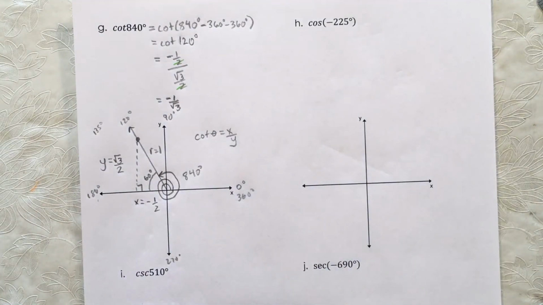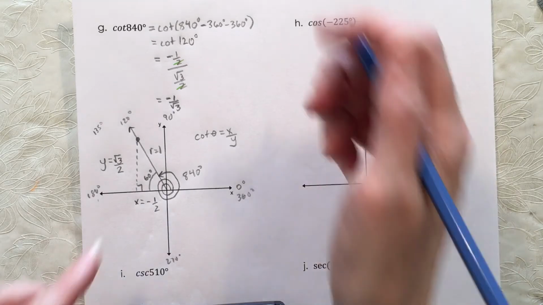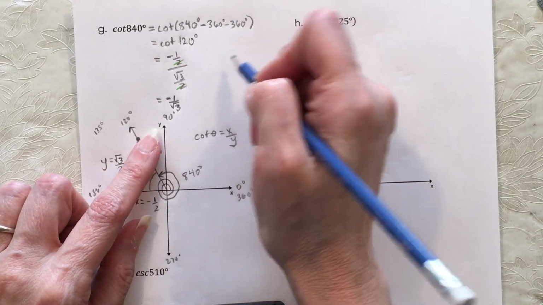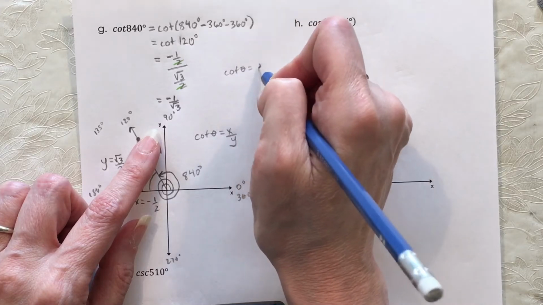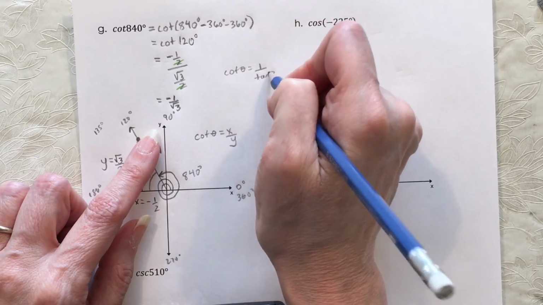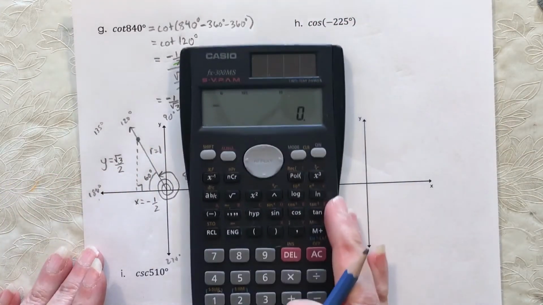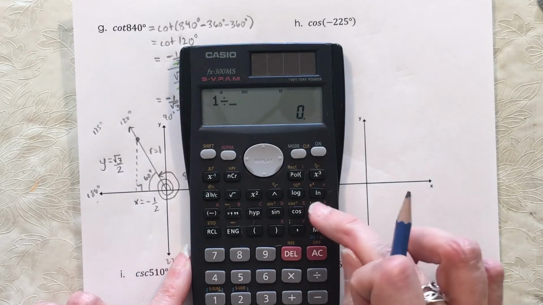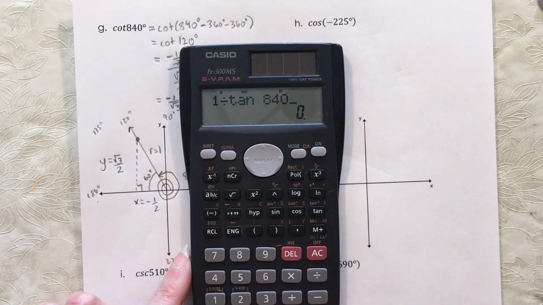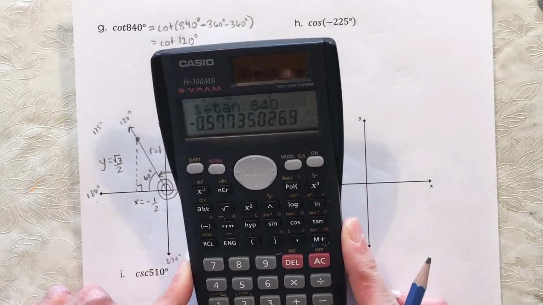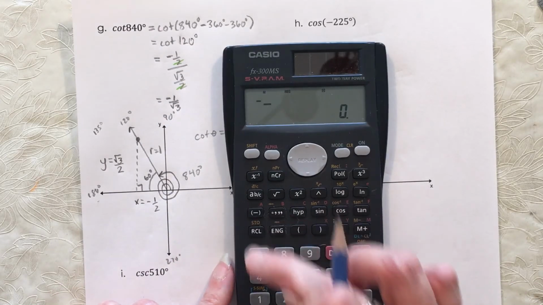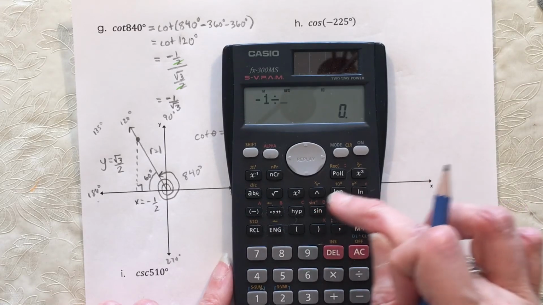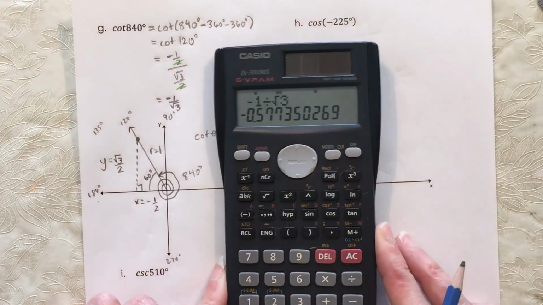Again, if we want to check if we're right, we would use the identity that the cotangent of an angle is 1 divided by the tangent of the angle. So let's do 1 divided by the tangent of 840, negative 0.57735, and then also negative 1 divided by the square root of 3. Same.